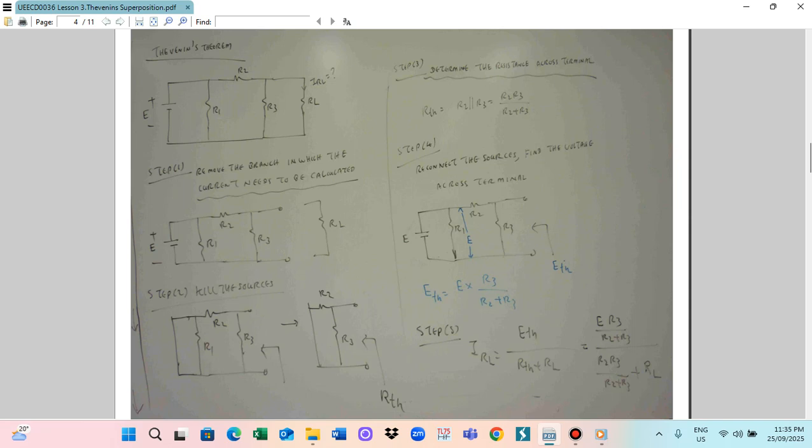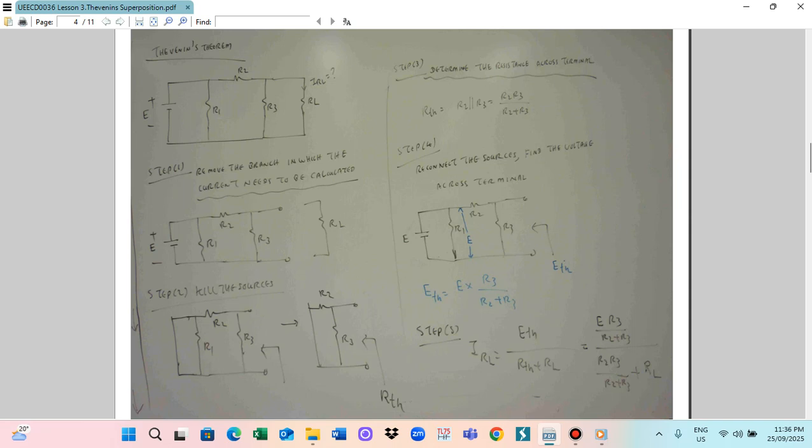Reconnect the source and find the voltage across the terminal. This is reconnect the source, and find the voltage across the terminal. So this is the R2, this is the R3. So this is the voltage. This voltage is the VTH. So we can find the voltage. How to find the voltage?